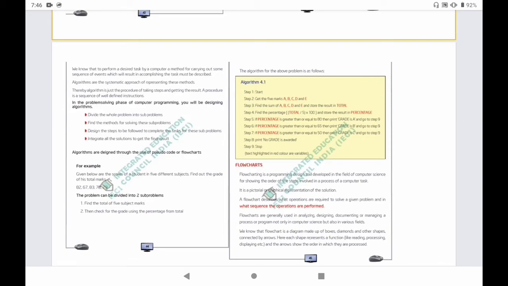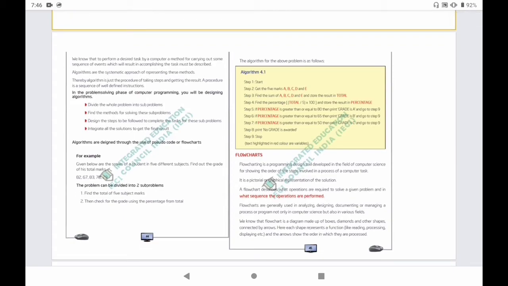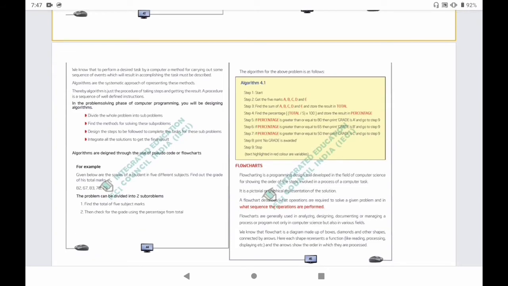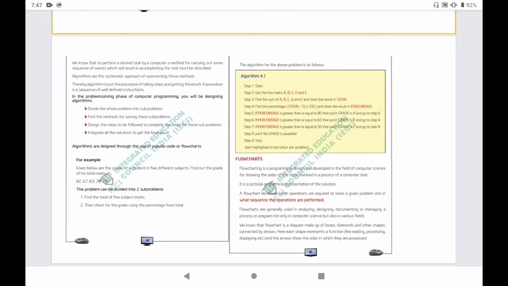Then step number 4, find the percentage. How can we find the percentage? Just use a formula: total by 5. Why 5? Because we have 5 marks here. So total by 5 into 100, and store the result in percentage. So we have another variable, percentage, in which we store the value of the percentage, found by total by 5 into 100. So we have 2 more variables, one is total and one is percentage. Then we can move to step number 5.